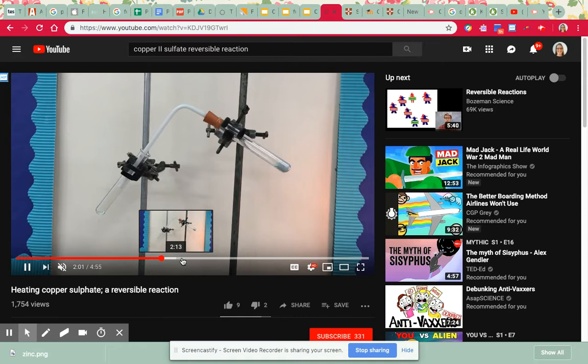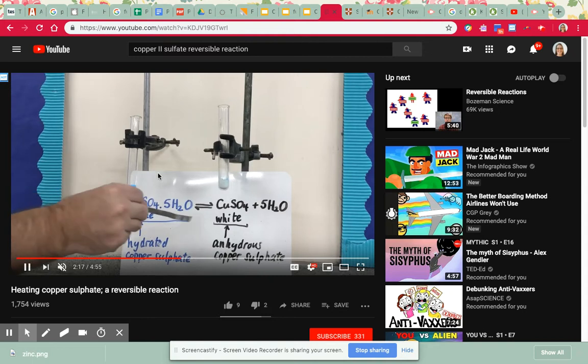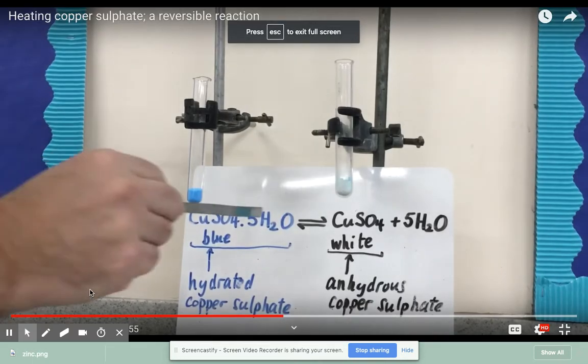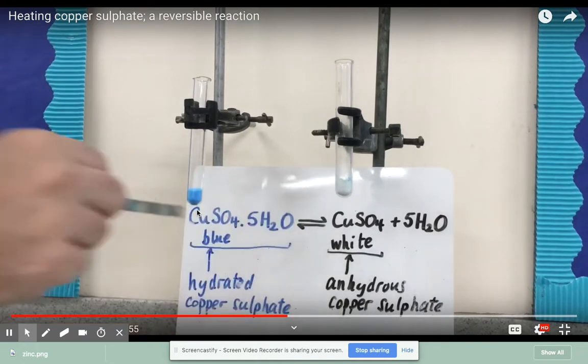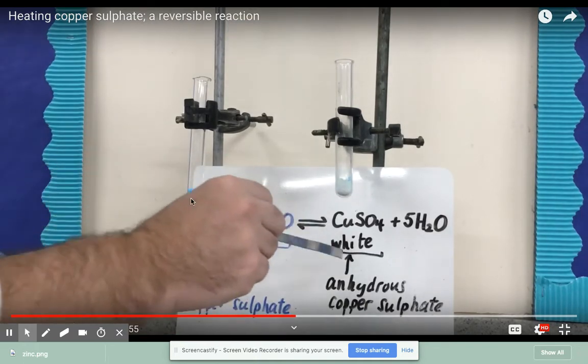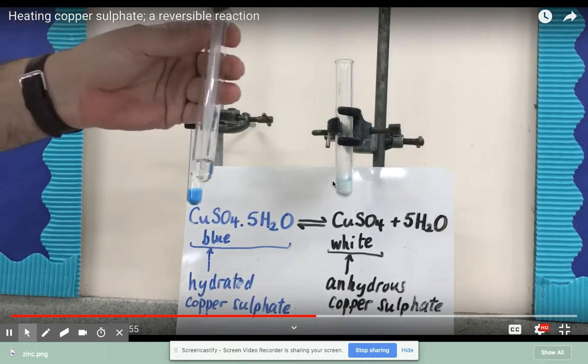So if we scooch on, you can see here are the two products. What we started with was copper sulfate with 5 water molecules, or hydrated copper sulfate. What we ended up with over here was copper sulfate, and then all the water was driven off. This one's got no water, it's anhydrous. And those are the differences.